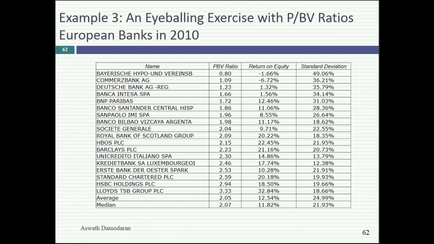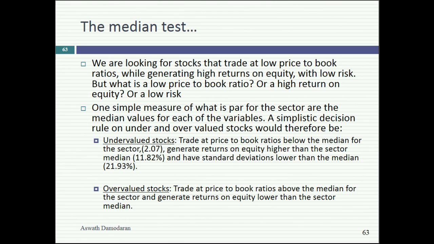Here's a very simple way to find cheap stocks if you don't want to use the statistics handbook. How do I know it's a low price to book ratio? What's a good way to decide what's low or high in your sample? Rather than make up a number, what should you look at? The median gives you the 50th percentile, right? And in this case, the median price to book ratio is 2.07. So you look for stocks with a price to book ratio less than the median.